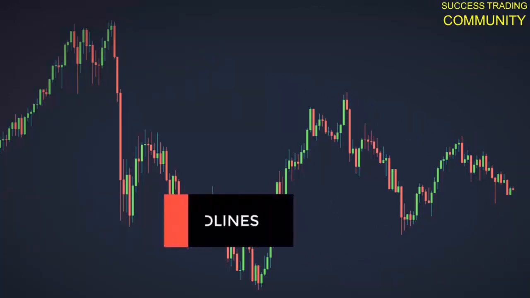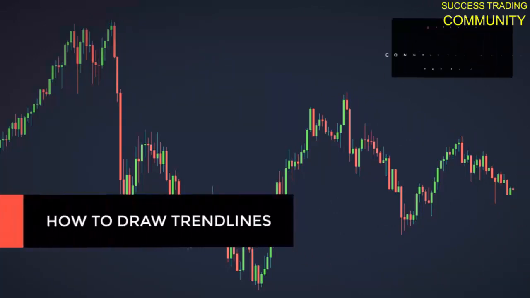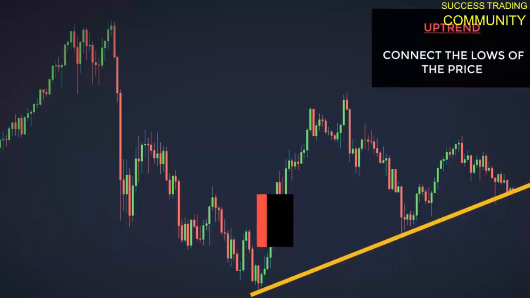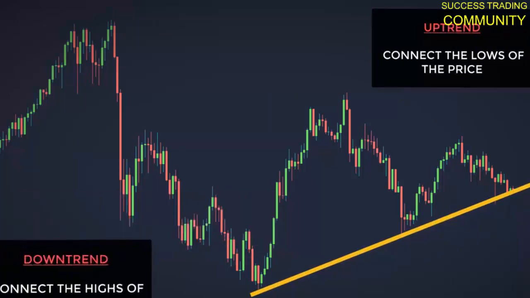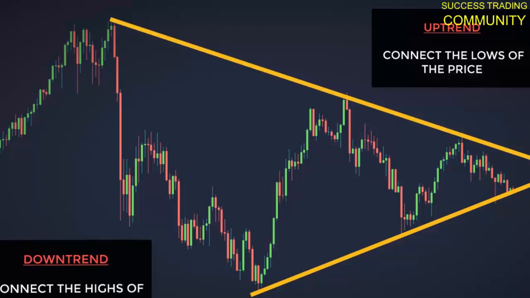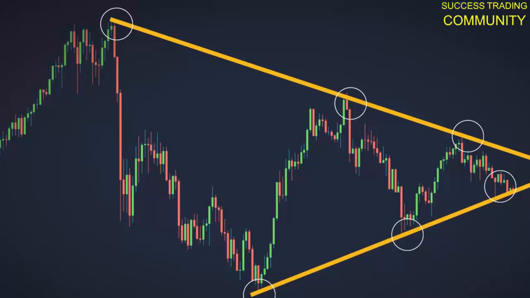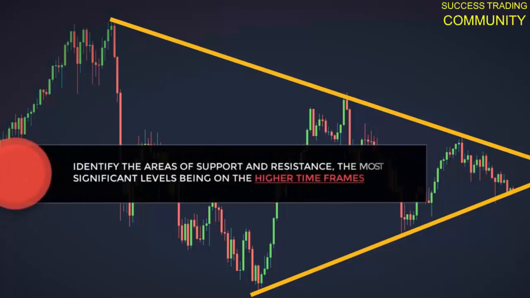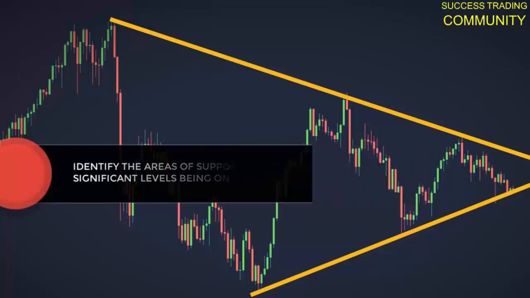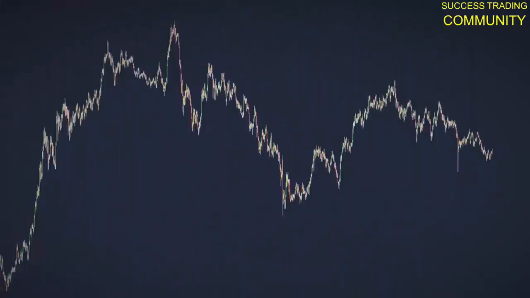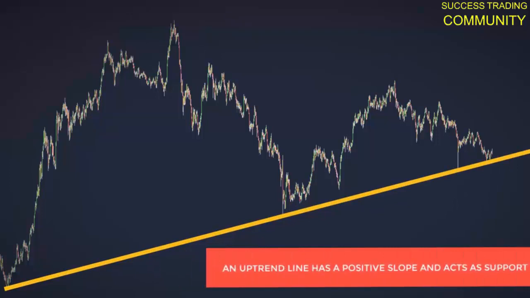Now, how to draw trend lines? In an uptrend, you look to connect the lows of the price. In a downtrend, you connect the highs of the price. A valid trend line connects two or more points that define the trend. As I said before, you start drawing trend lines on higher time frames and then carrying them forward to shorter time frames. In this way, you identify the areas of support and resistance, the most significant levels being on the higher time frames. An uptrend line has a positive slope and acts as support.